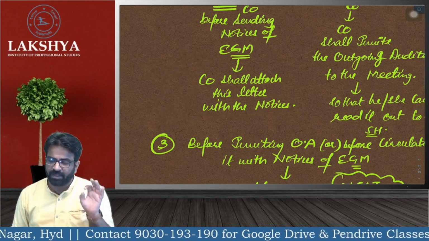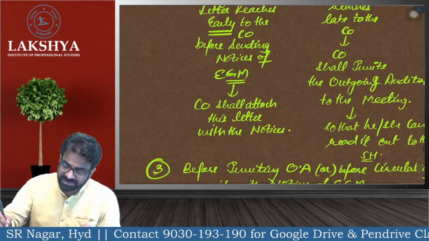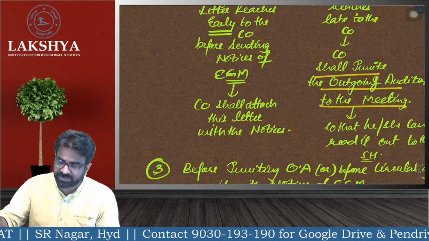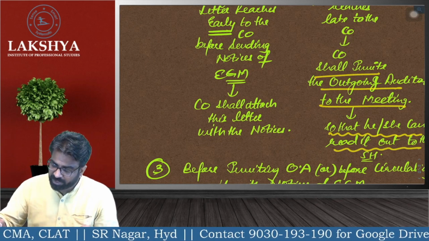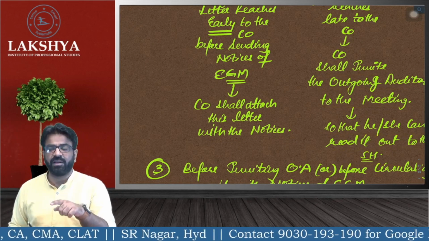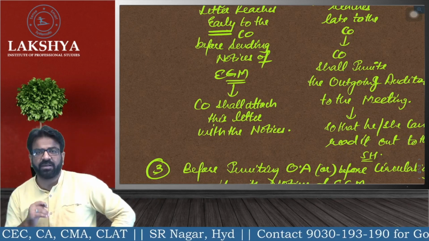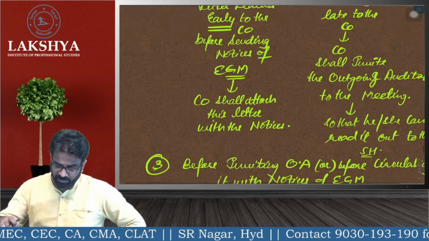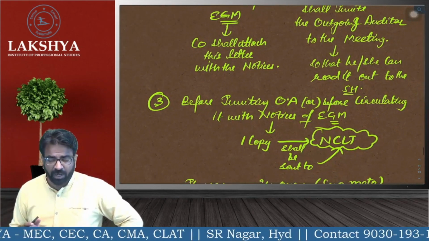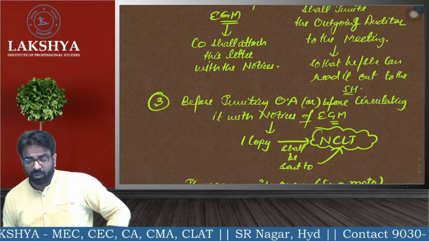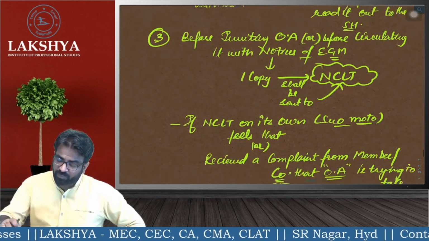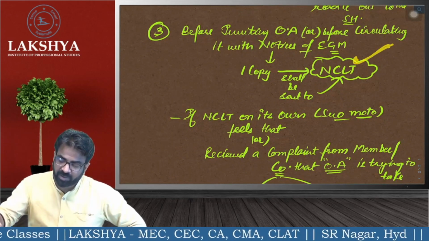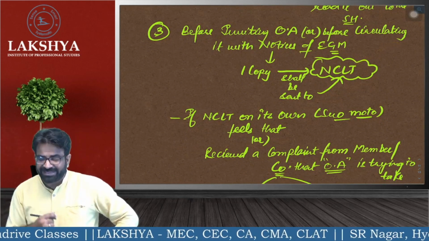Everyone crystal clear? Next thing, what if this letter reaches late? If this letter reaches late to the company, we will invite that particular auditor to read out this letter in front of the shareholders. Everyone clear or not? Crystal clear? Next point. Sir, before circulating the notices of EGM, we have to send one copy to whom? Our Dharamdata called NCLT.